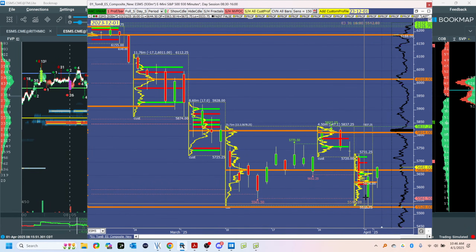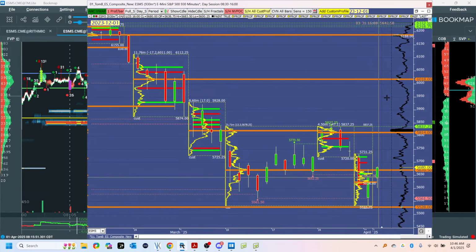So too low, too high. So open lower, inside day, or open lower, squeeze out, take out this high because of a high probability, and then go from there. That was my scenario. But I also know the market can do anything.